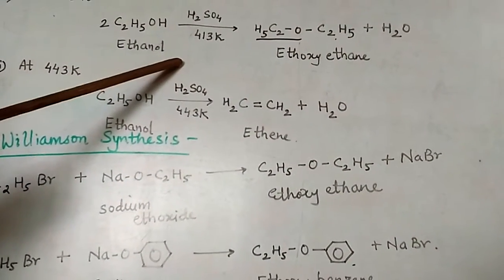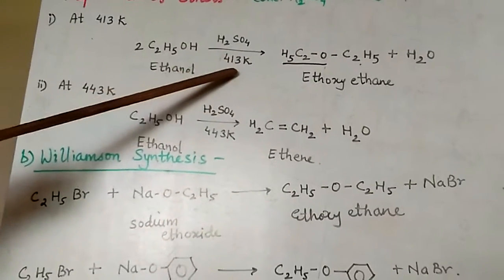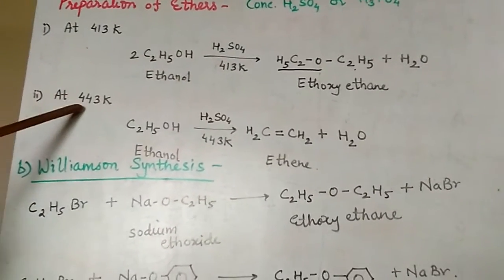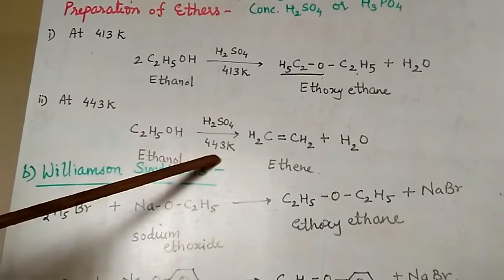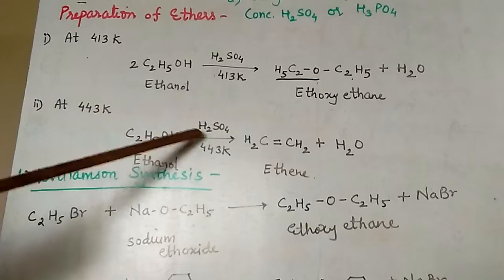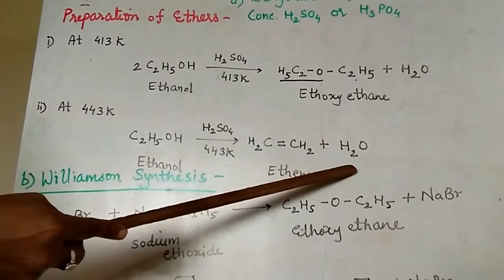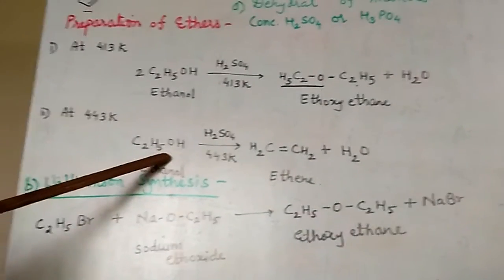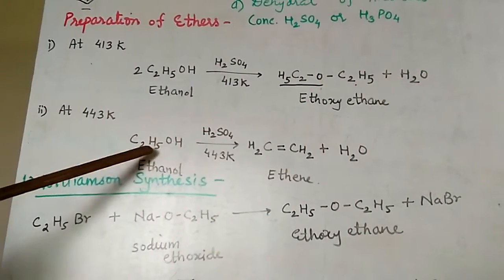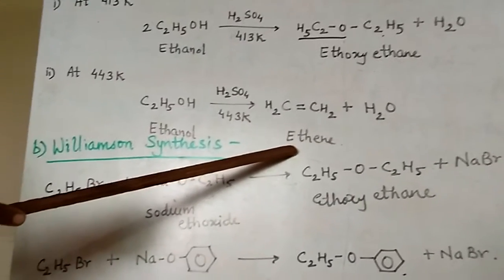Now if the reaction is very easy here, if the temperature conditions are changed, in spite of taking it as 413 Kelvin, if the temperature is 443 Kelvin, then see the reaction. Ethanol at this temperature in presence of concentrated H2SO4 forms ethene along with H2O. From the ethanol molecule, H2O goes, H, one more H from here and O, they go out and you have formation of C double bond C. Ethene is formed in the reaction.